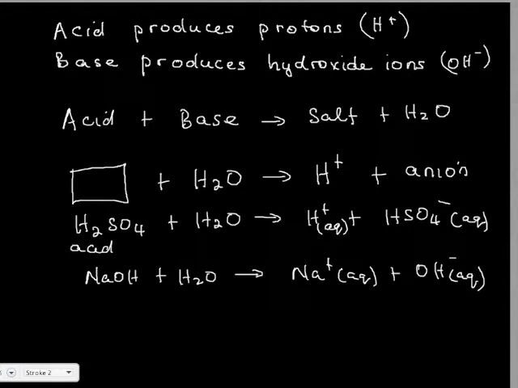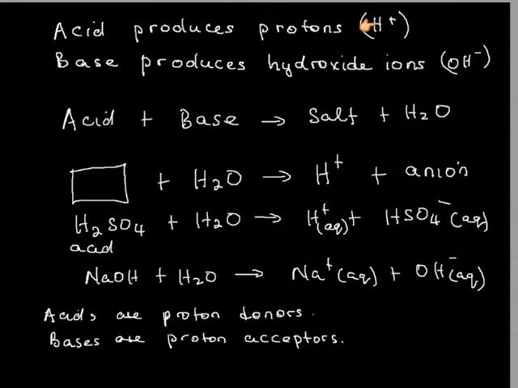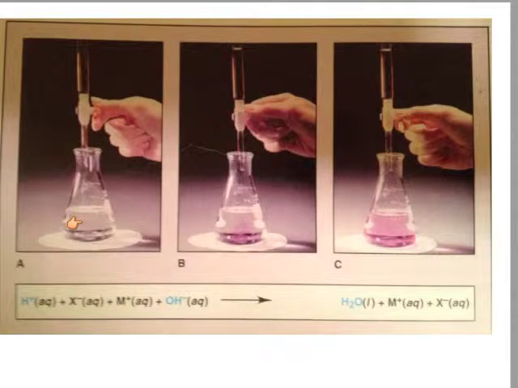There are other definitions as well, which we will cover later, but for now, let's just say that acids are proton donors and bases are proton acceptors. I want to remind you that a proton is a simple H+. Here's an example of how acid-base reaction can be performed. You can put either an acid or a base in the burette, or acid or base in the conical flask, and you can titrate the acid with base or base with acid until we reach a neutralization point.